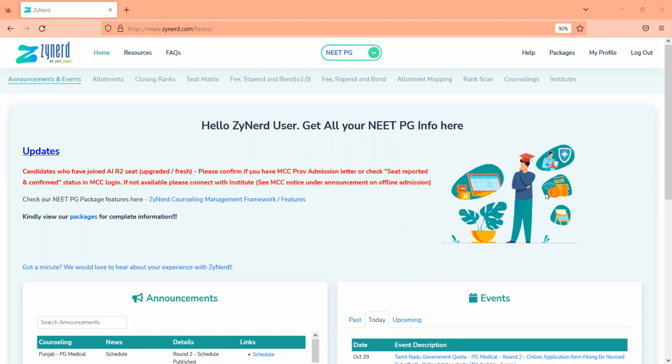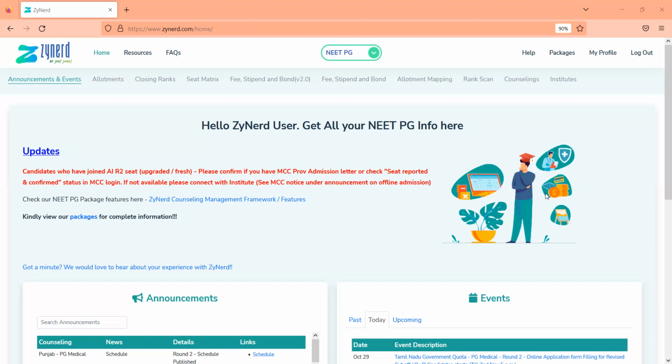The All India Round 2 Admitted Candidates list has been published by MCC, and there are around 13,797 candidates who have joined their All India Round 2 seats. This includes candidates who got All India Round 1 seats and retained the same seat, and also candidates who got a fresh seat or an upgraded seat in All India Round 2, and then went ahead and joined their seat before the 28th, 5 p.m.